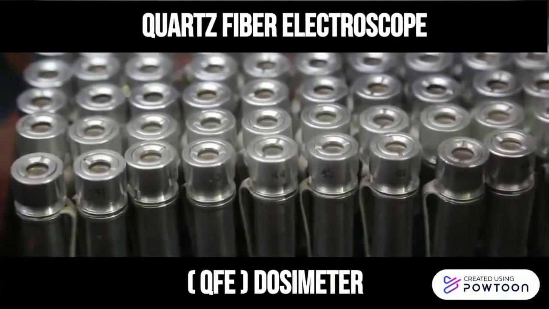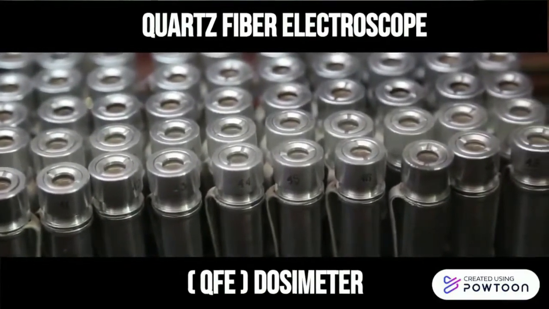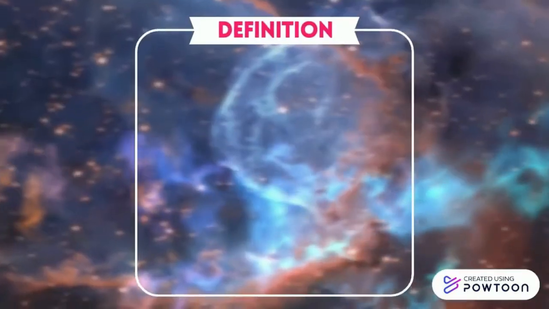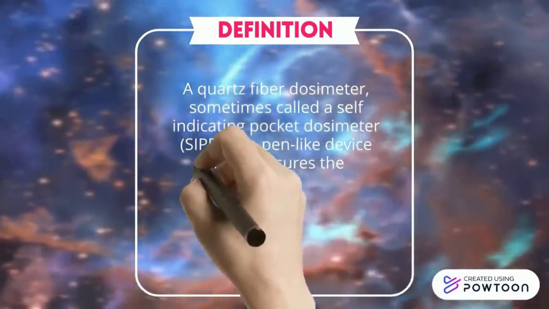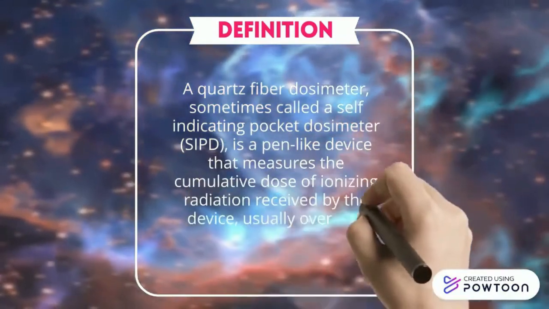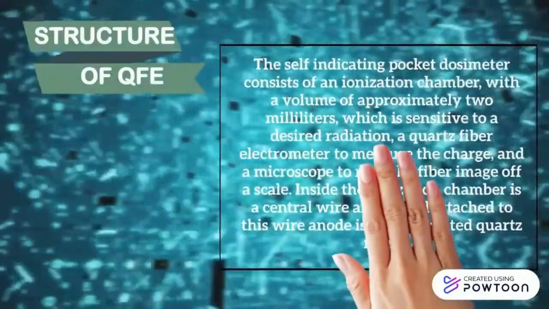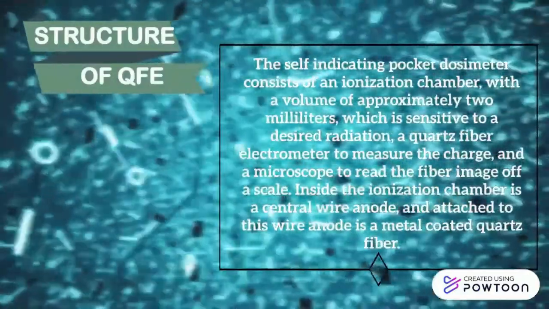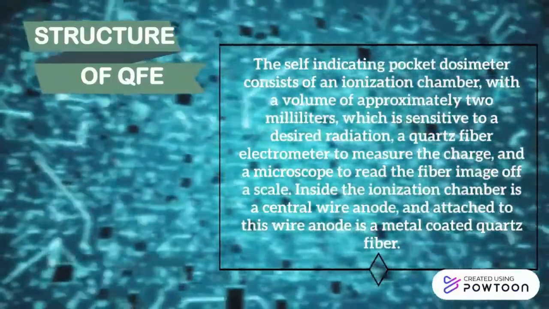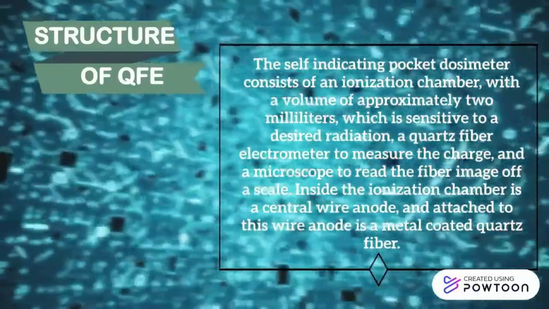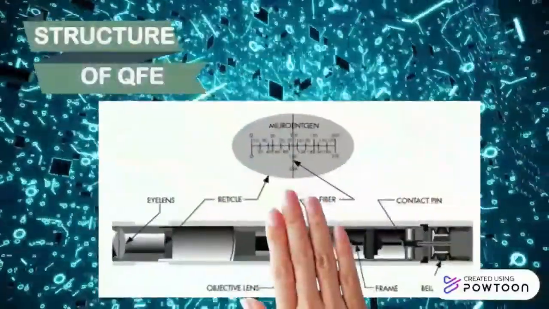The second one, quartz fiber electroscope dosimeter. A quartz fiber dosimeter, sometimes called a self-indicating pocket dosimeter, is a pen-like device that measures the cumulative dose of ionizing radiation received by the device, usually over one work period. The structure of the QFE consists of an ionization chamber with a volume of approximately 2 ml, which is sensitive to the desired radiation, a quartz fiber electrometer to measure the charge, and a microscope to read the fibrous image of the scale. Here is the image of the QFE.